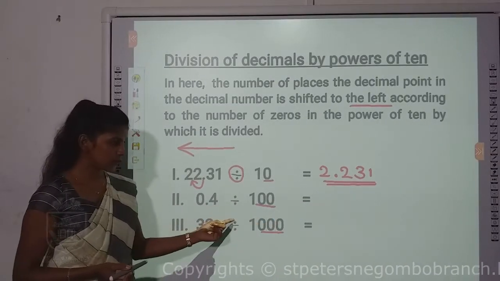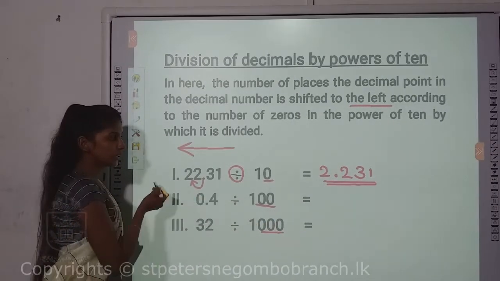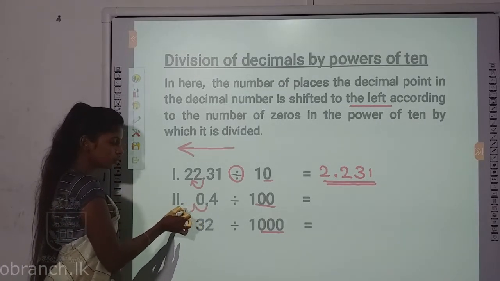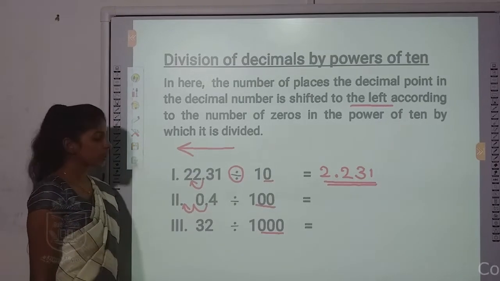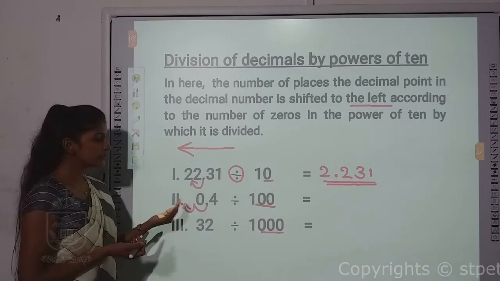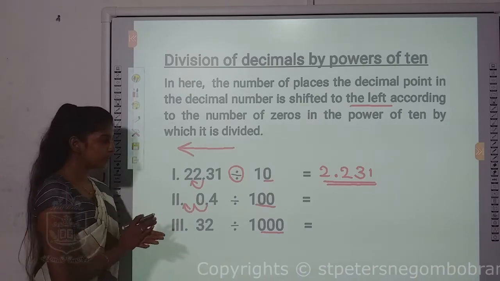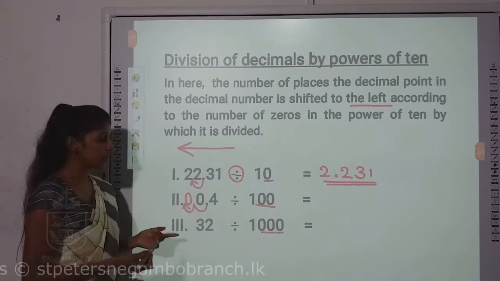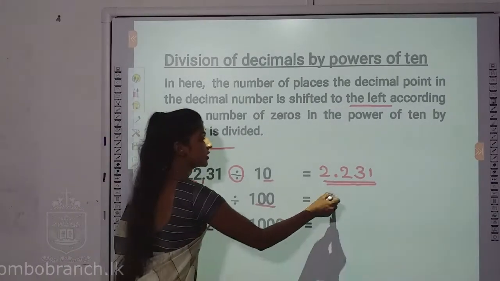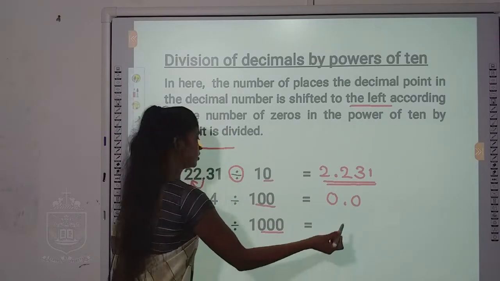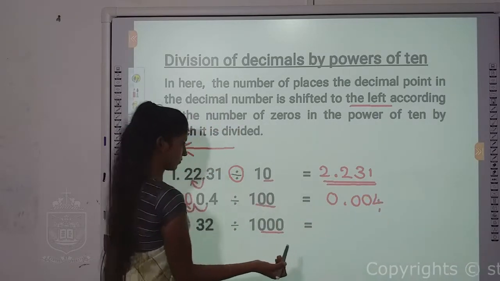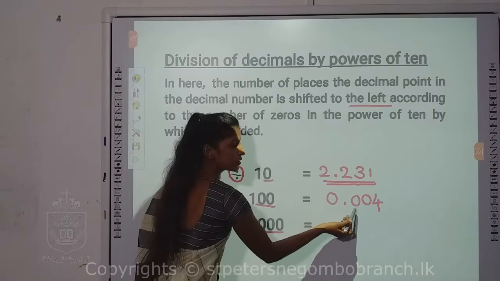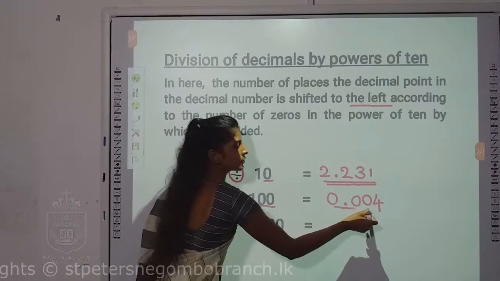2 zeros, division. 2 moves should be taken to the left. Now here, look at this. When you are moving here, 1, 2. You have to take 2 moves because of the 2 zeros. But you don't have any numbers in front of that. So what do you have to do? Like in the previous one, if you don't have values, you can add zeros. So the decimal point will be there. So 0.004. Initial point was here. 2 moves have to come to the left side.